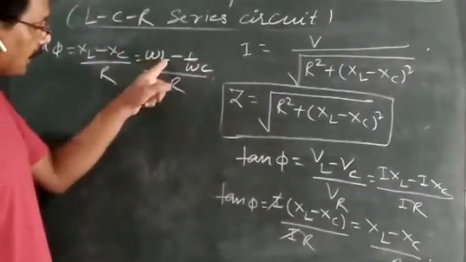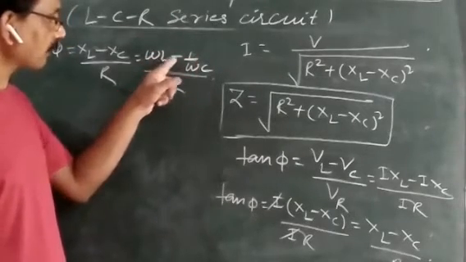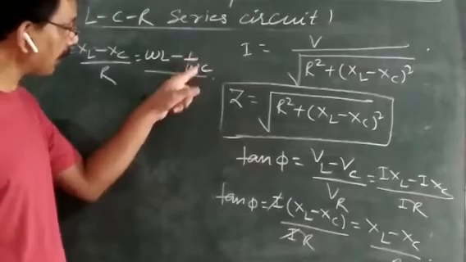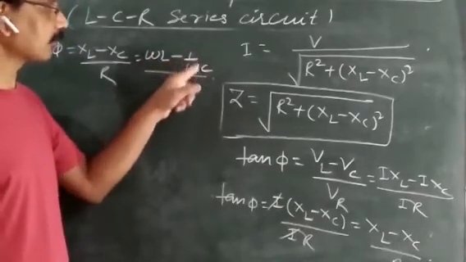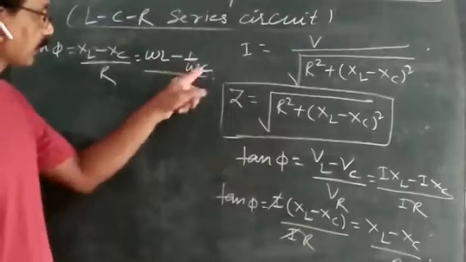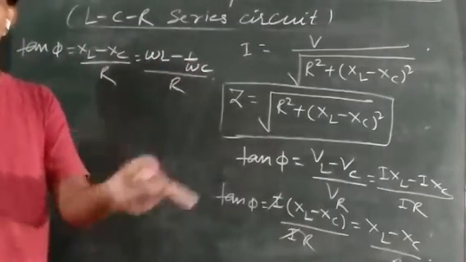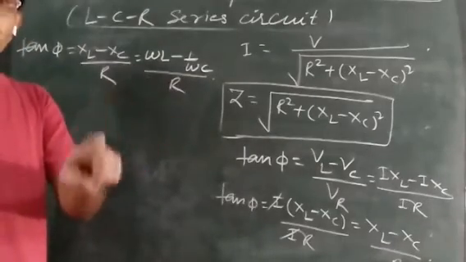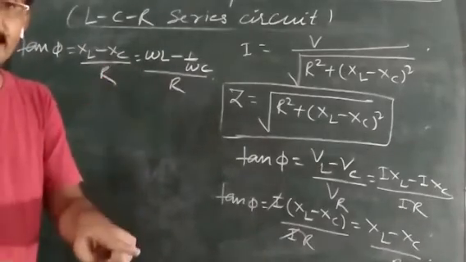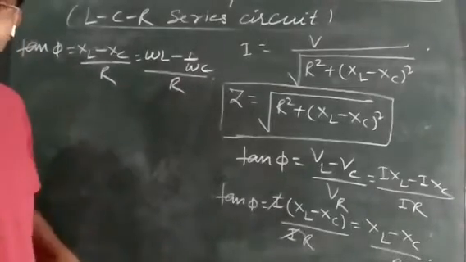If omega L is less than 1 upon omega C, अगर omega L की वैल्यू 1 upon omega C से कम है, then omega L minus 1 upon omega C becomes negative. And when this becomes negative, then tan phi is negative. Tan phi negative means phi is negative. Phi negative का मतलब in this case applied voltage lags behind the current by phase angle phi.